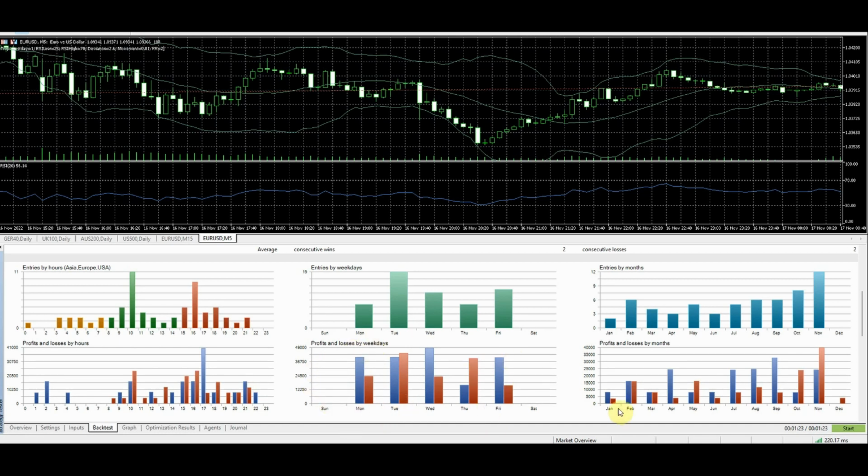So filtering out Monday, Wednesday and Friday wouldn't necessarily fix the code to make it better, but it is something to consider. We can also see that January, April, July, August and September were really profitable, while November and October were really bad months for this algorithm.